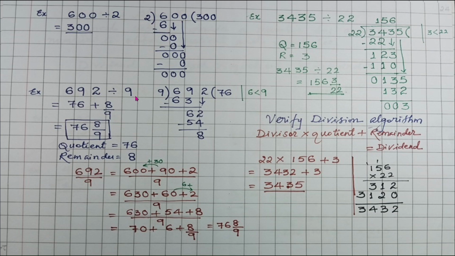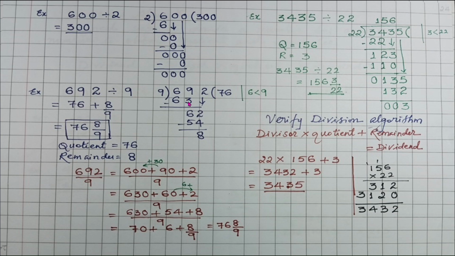692 divided by 9. Now 692 divided by 9, so 6 is, please understand, smaller than 9. So now I cannot take one digit, I have to take 2 digits. The one digit is 6, I have to divide by 9, 6 is smaller than 9, so I have to take 2 digits, that is 69. So when I take 69, 9 sevens are 63, because the number which I am going to subtract should be lesser than 69, and it should be a multiple of 9.